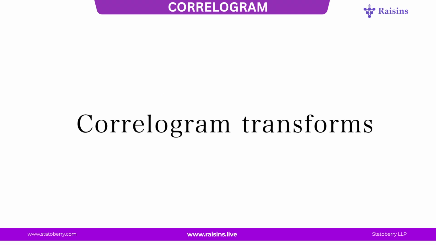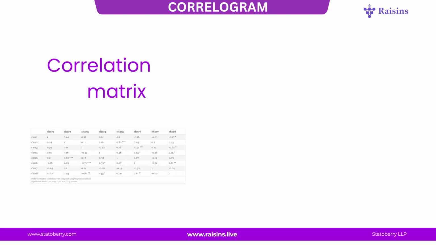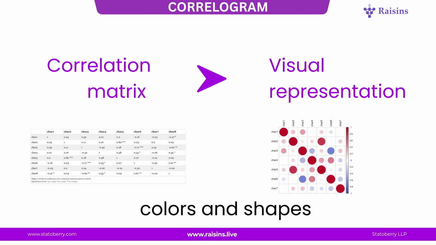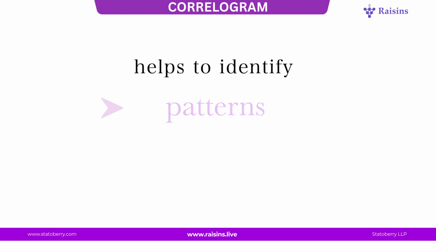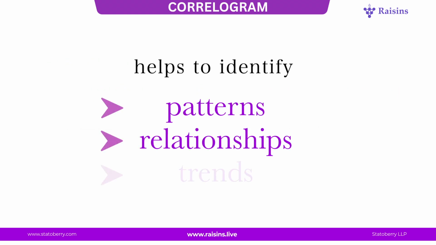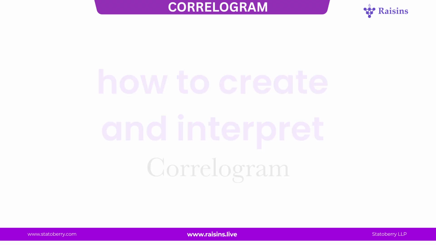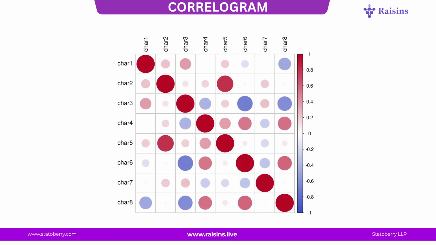A correlogram transforms a correlation matrix into a visual representation using colors and shapes of different sizes, making it easier to quickly identify patterns, relationships, and trends within the data. In this section, we'll see how to create and interpret a correlogram using an example on raisins.